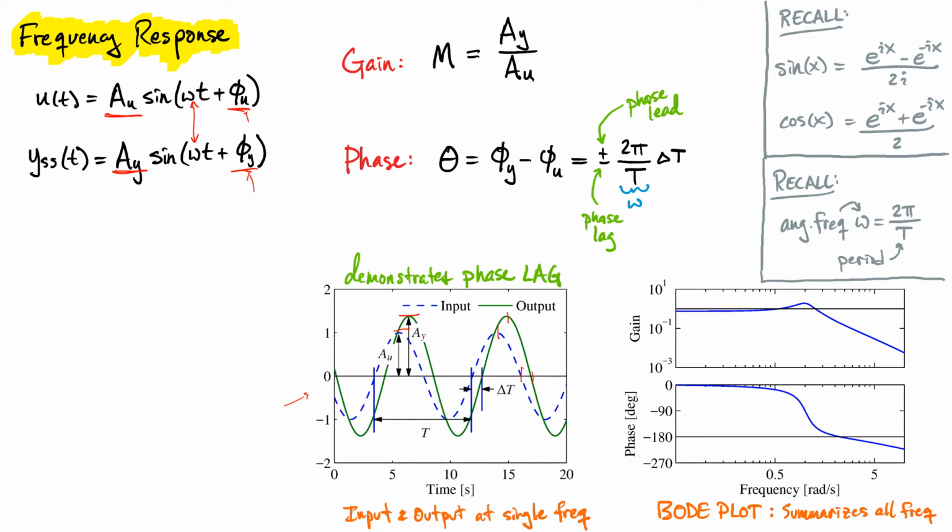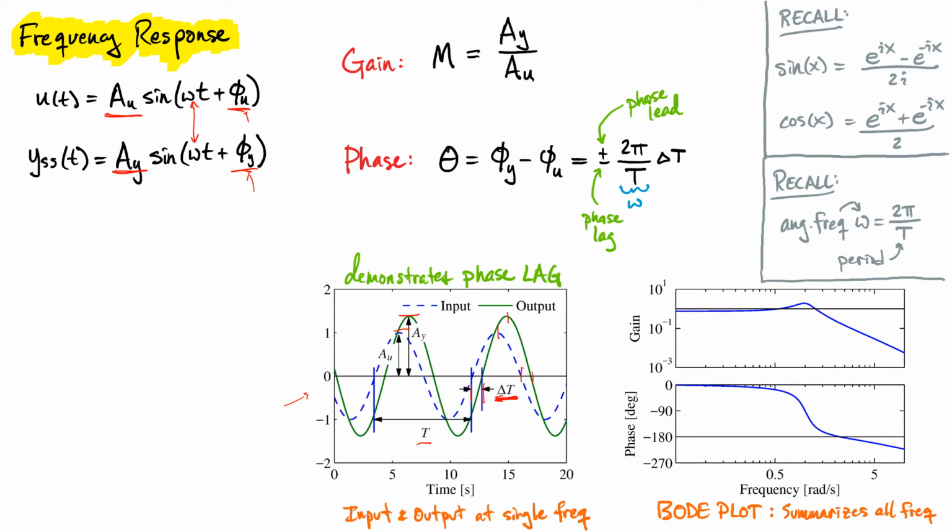And so if we quantify that, we can think about that delay, or it could be an advance, as a delta t. So in this case, this diagram is saying that capital T is the period, and this is the fraction of the period that it is delayed or advanced.